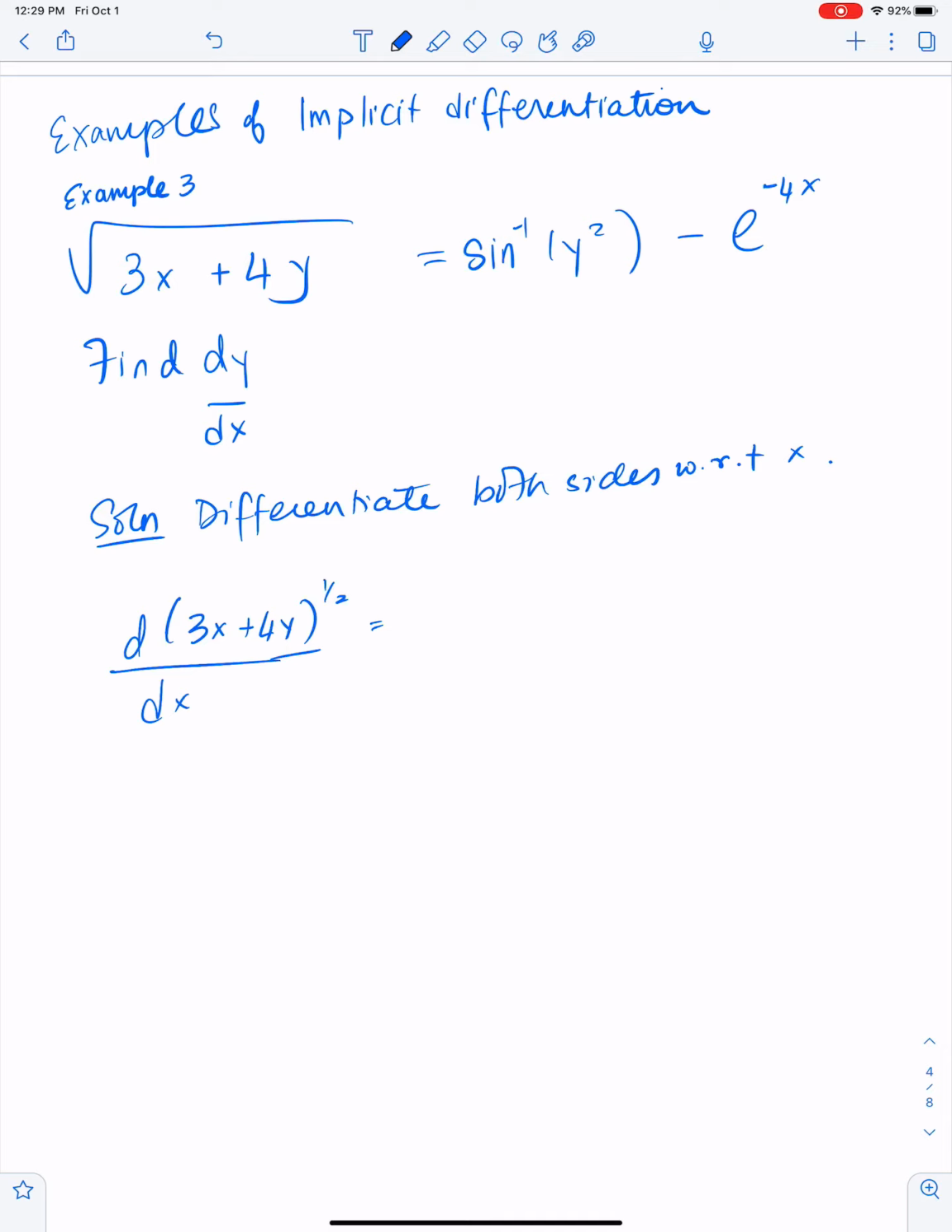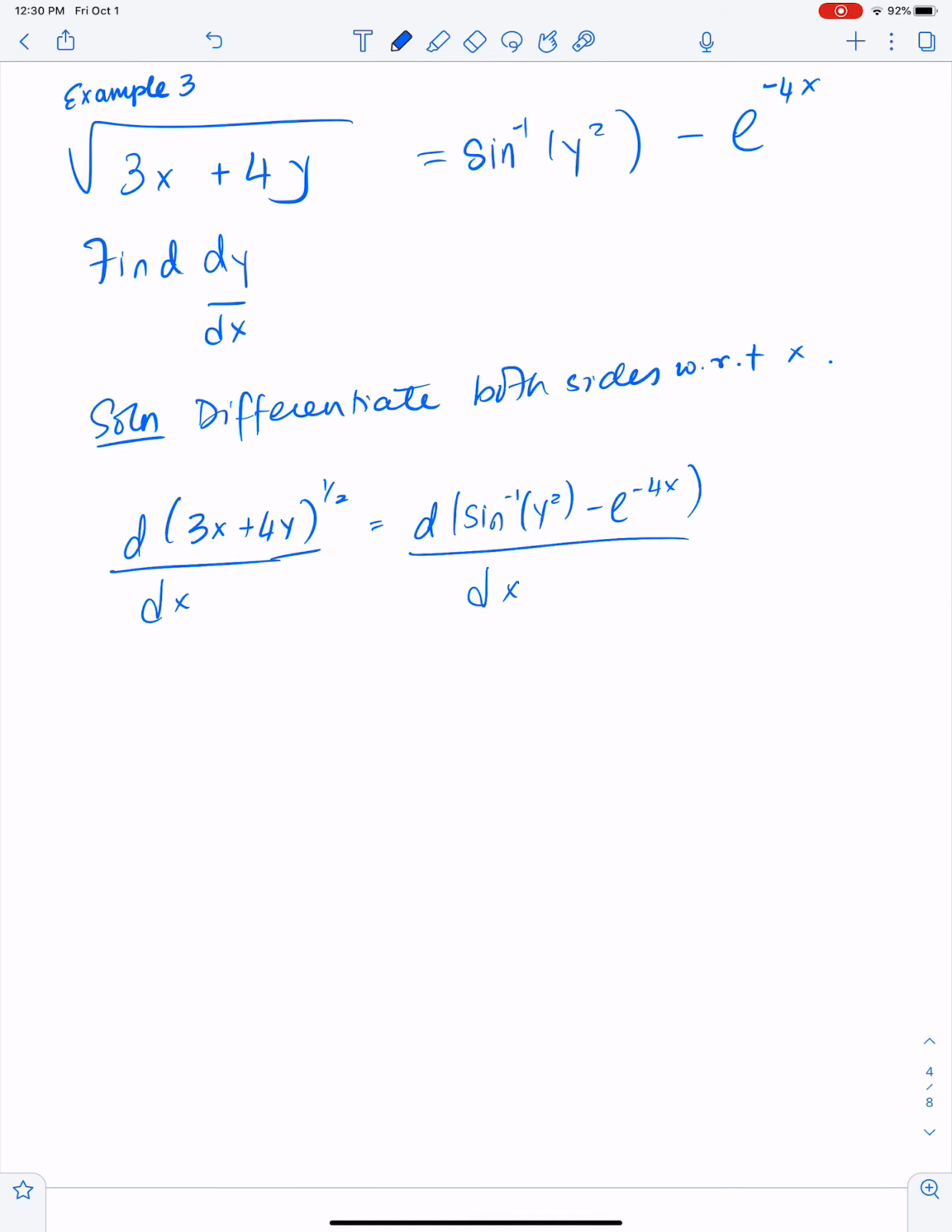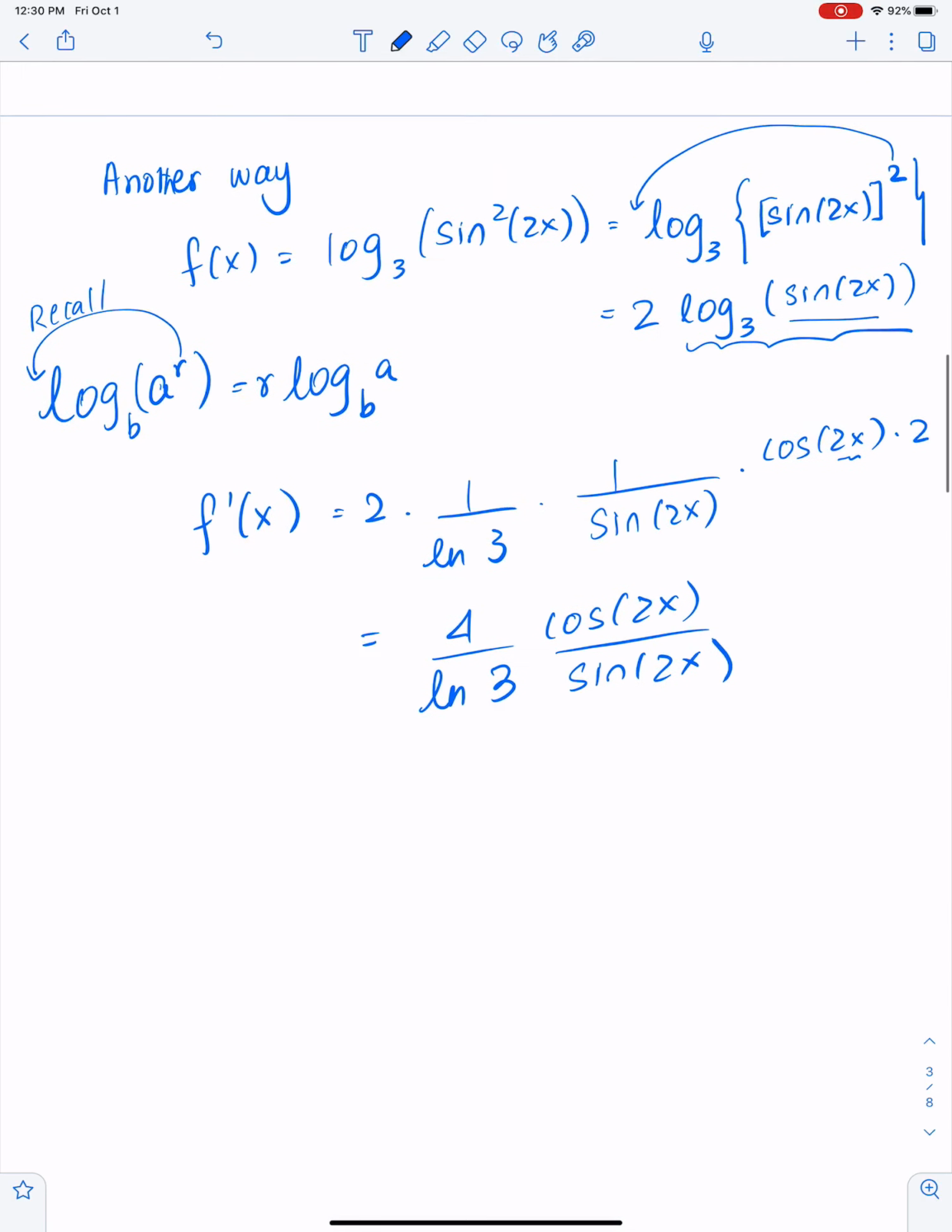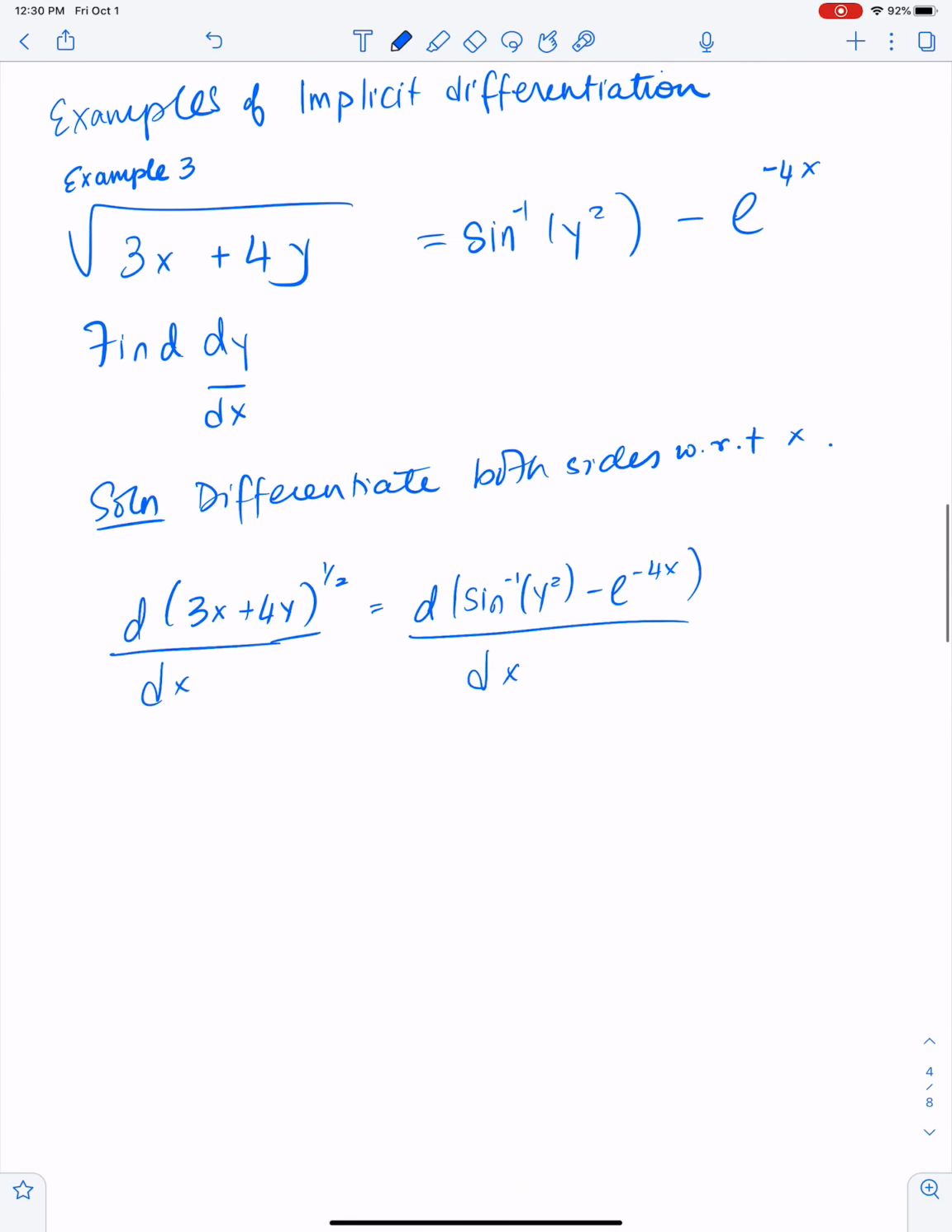Then we have this derivative of a sum on the right, sine inverse of y squared minus e to the minus 4x. Well, on the left side, you have a function. Don't look at what it is right now. All you know is there's some relation of x and y with the power of 1/2. How do you differentiate it?